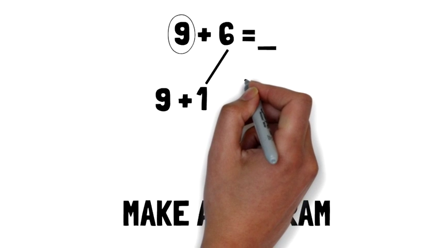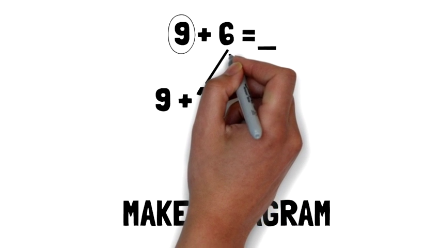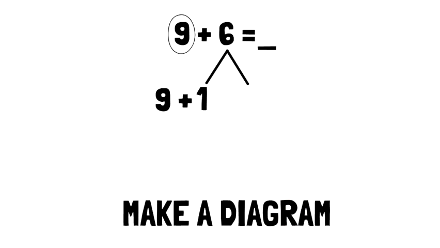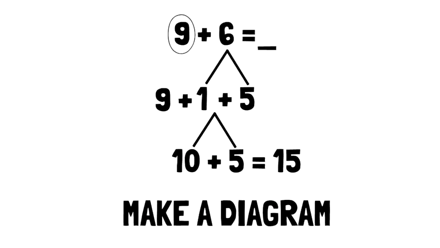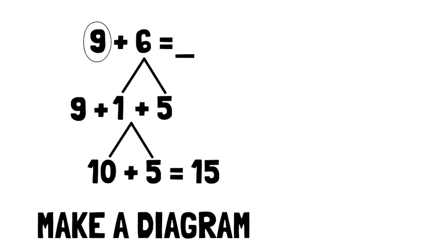So here is the hard part. Your child needs to recognize that when you take 1 out of 6, you are left with 5. The new equation is going to read 9 plus 1 plus 5, or 10 plus 5, which equals 15, and is a much easier way to add.